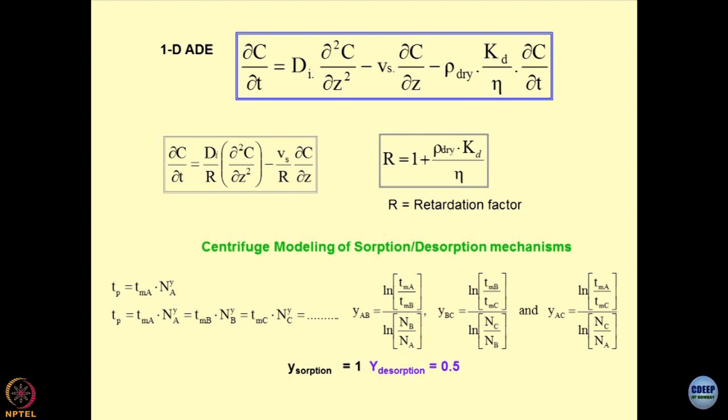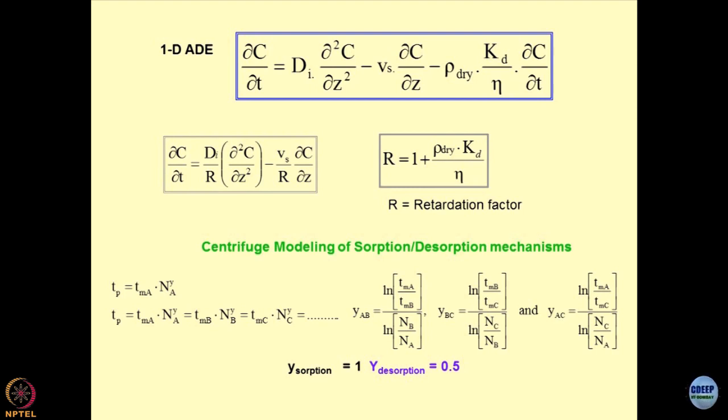So just out of curiosity, what we did is, we did centrifuge modeling of the sorption desorption process. I think you are doing a course on centrifuge modeling. So the big question was, can we model the phenomena in the centrifuge and what happens in the prototypes? And we modeled the time. Tp corresponds to prototype, Tm corresponds to model, n is the centrifugation effort. So if I say that Tp equals Tm n to the power y, this is what is going to give me the complete picture.